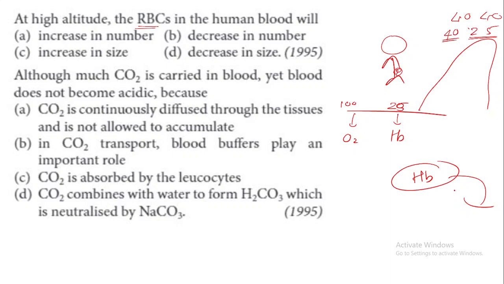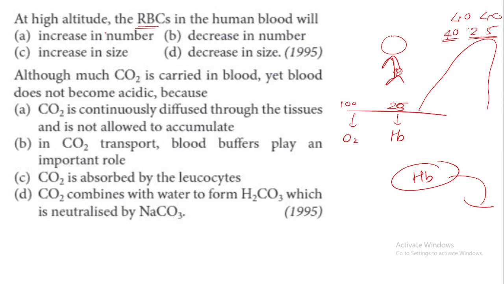For this process to take place, it will take a certain amount of time. That's the reason that once you're climbing to a higher altitude, initially the mountaineer will face a certain amount of trouble during breathing. But over a period of time, the body settles down, as in the conditions come back to normal. That is because there is an increase in RBC production.